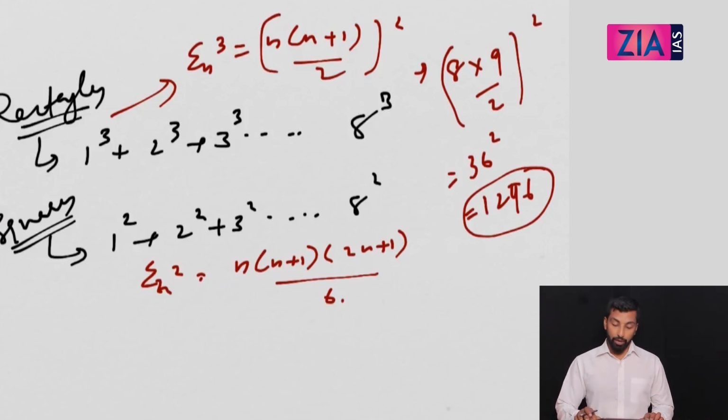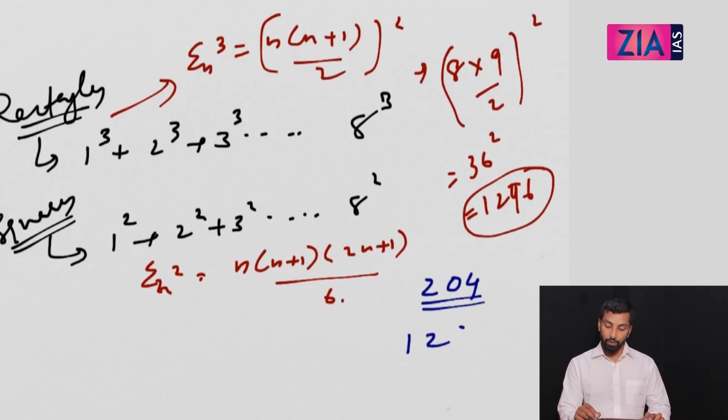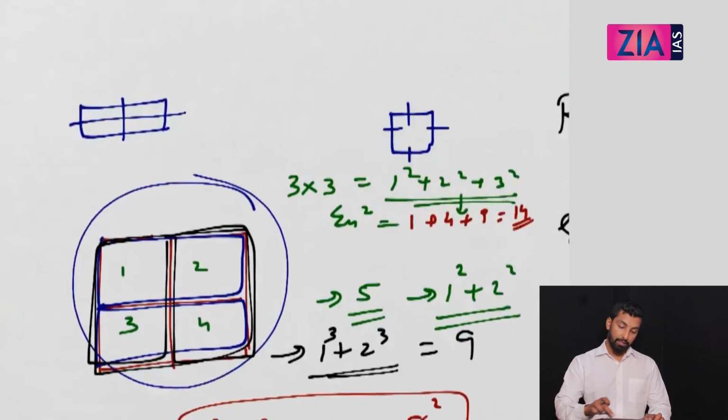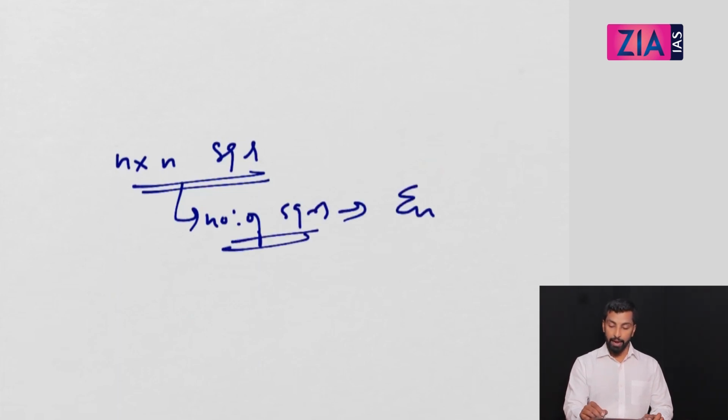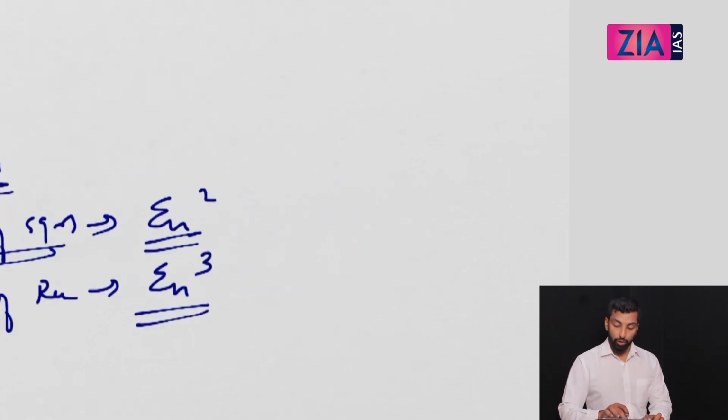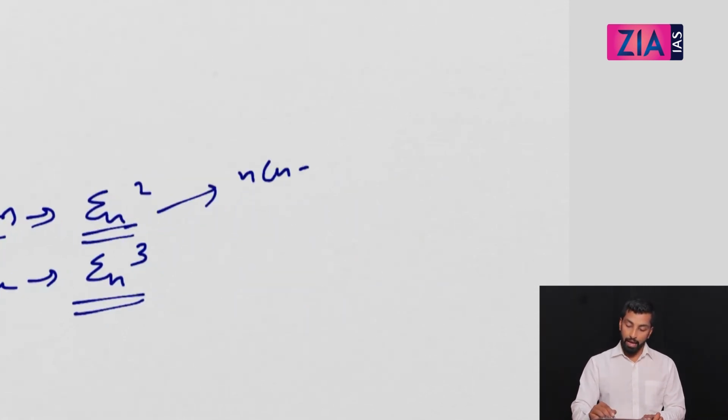So now onwards, if someone asks you the number of squares in an 8 into 8 square, 204. Number of rectangles, 1296. I hope this is clear for all of you. So if I give you an n into n square and ask the number of squares in this, what is your answer? Sigma n square. If I ask the number of rectangles in this n into n square, what is your answer? Sigma n cube. You know sigma n square is n into n plus 1 into 2n plus 1 divided by 6.